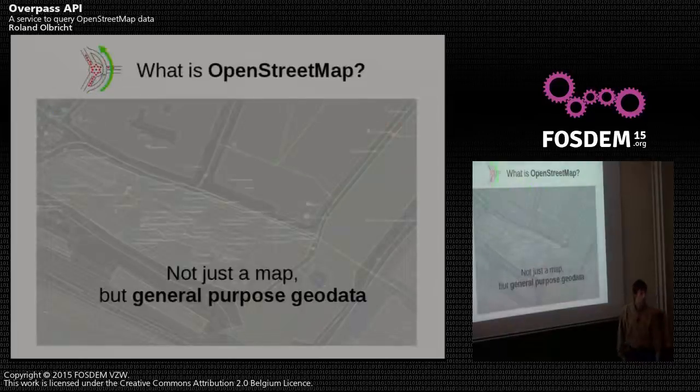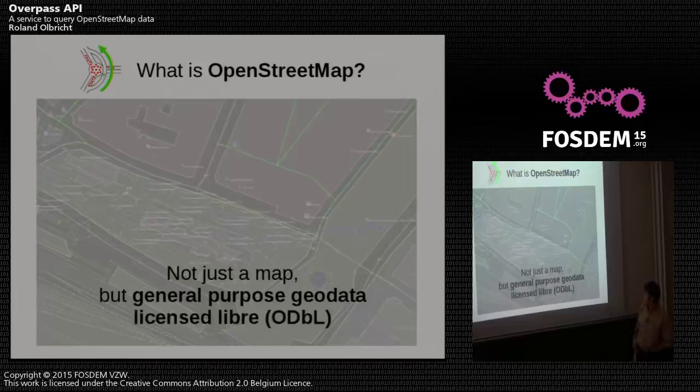That is why I will start to talk a little bit about OpenStreetMap. The important thing is it's not just the map, but general purpose geodata. We are offering a huge data set of geodata, and not mainly a map. And of course, it's a licensed library. There had been a lot of discussion about which license to take, but now everything has settled down to the Open Database License.